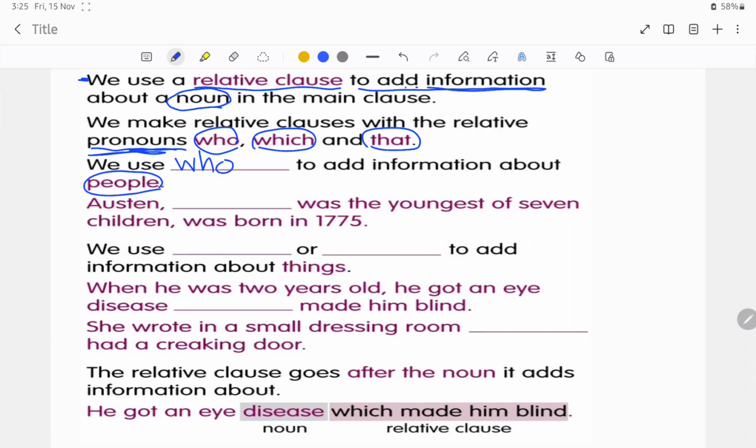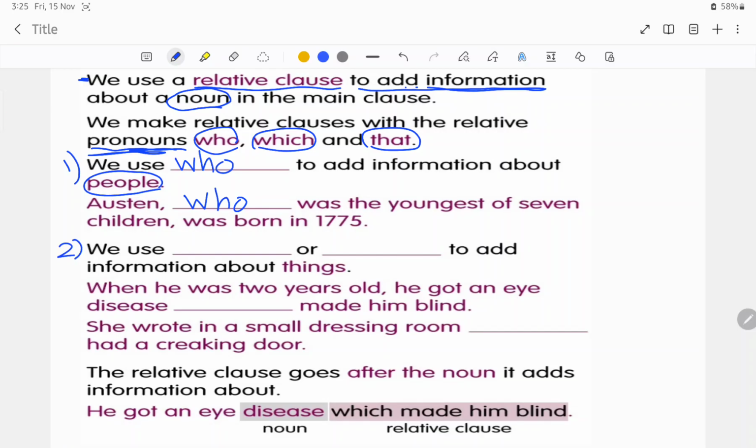We have here an example. We have Austin. Austin is the name of a person here. Because it is the name of a person, we use who. So we say Austin, who was the youngest of 7 children, was born in 1775. Okay? Now we go to the next point. So this is the first one. Now we go to the second point.